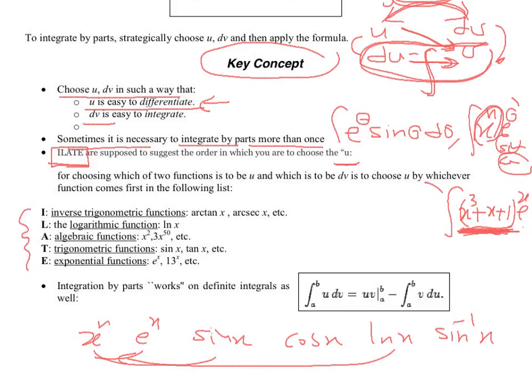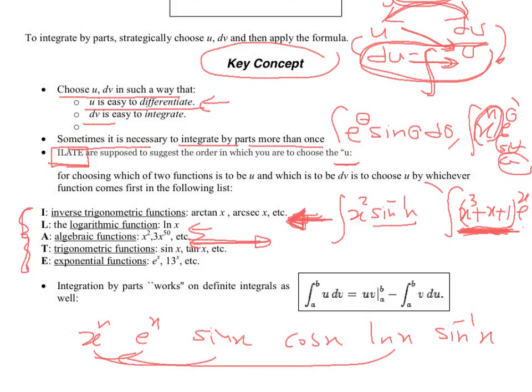Any function which comes before the other one in this list should be taken for u. Which means that if you have the inverse function and x to the power, for example, if you had x squared times sine inverse, now inverse comes before x to the power in the AL-mannai list, so the inverse has to be taken as u. So any function that comes first has to be taken as u.